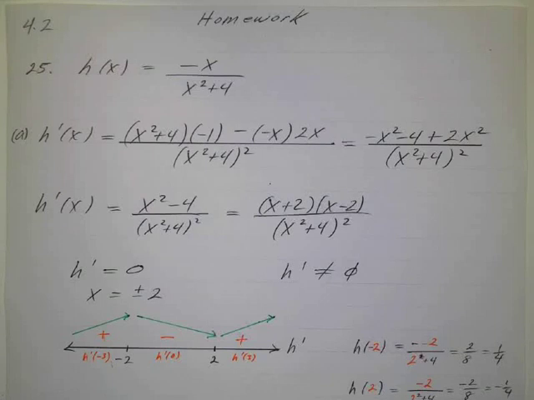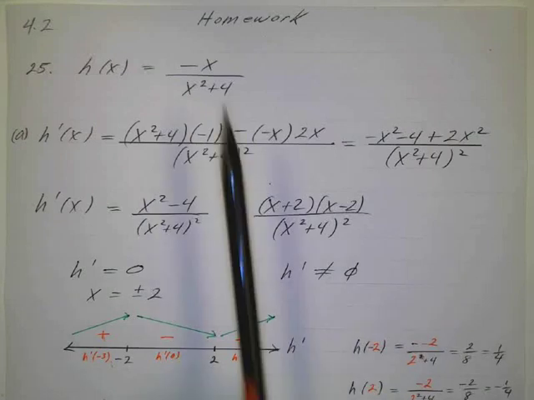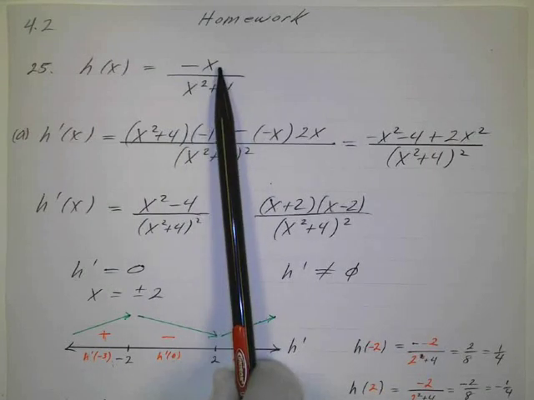Okay, this is number 25 from section 4.2, some of our homework problems. And again, we're trying to find the relative extrema and then the intervals in which the function is increasing or decreasing. So number 25, h of x is equal to negative x all over x squared plus 4. So we do have a quotient rule here we'll have to apply to take the derivative.